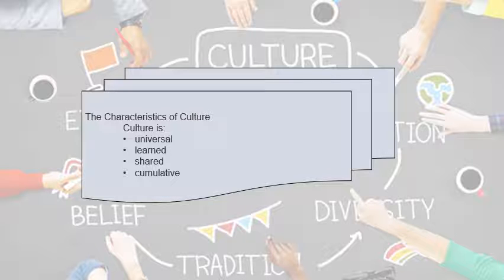Then it is cumulative. Cumulative means in the beginning, the culture or the group of people will have some basic beliefs, traditions, and all. As time passes, new beliefs, new art forms, new traditions, new kinds of foods all come to their culture. So that adds up to their culture. So it becomes cumulative. It goes on adding as time passes by. That's the meaning of cumulative. So these are the characteristics of culture.